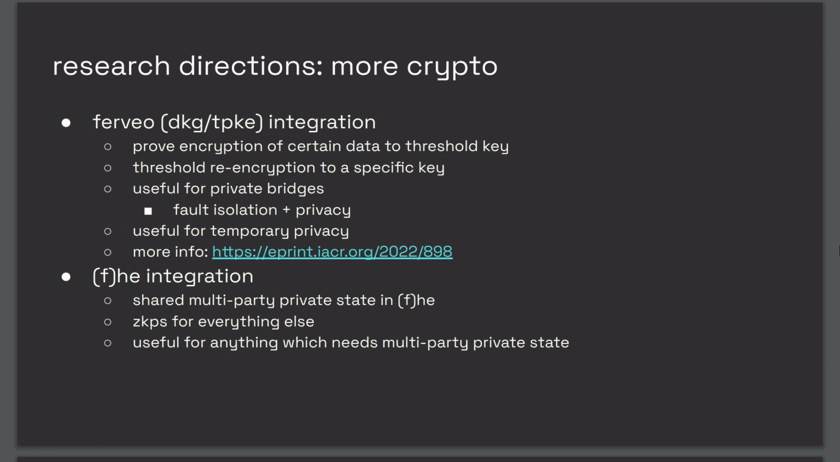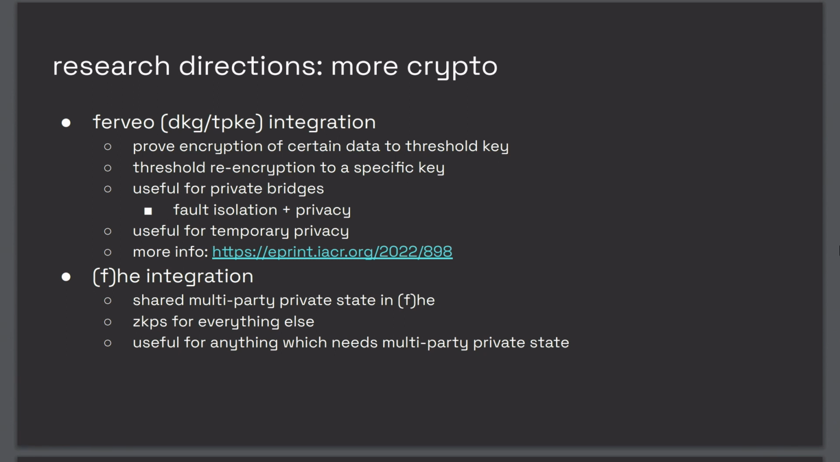So in Taiga, part of our research is integrating more cryptography and connecting it to zero-knowledge proofs in a way that allows the two to work synergistically and cover different parts of different applications privately by working together. So there are two primary research directions there. The first is integration of Fairvio.